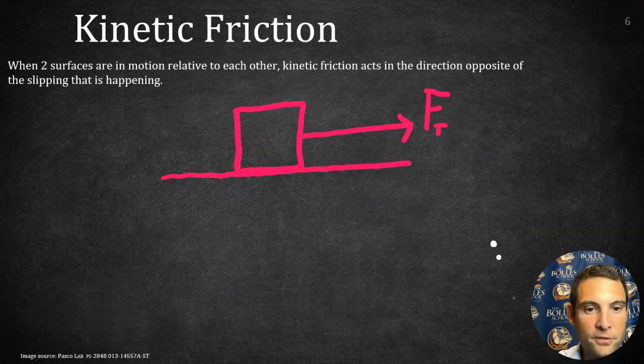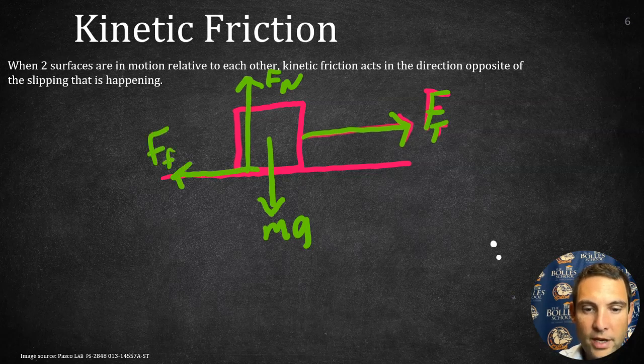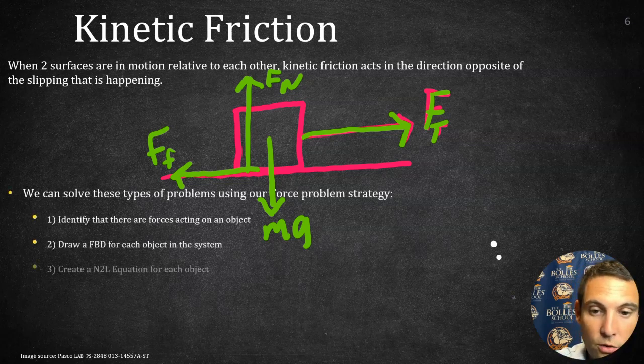Kinetic friction: when two surfaces are in motion relative to each other, kinetic friction acts in the direction opposite of the slipping that is happening. Looking at our forces acting, we have the weight force going down, the normal force going up, tension force to the right, and a frictional force to the left. That frictional force is not equal to the tension force, so clearly I can see that this box is accelerating to the right.